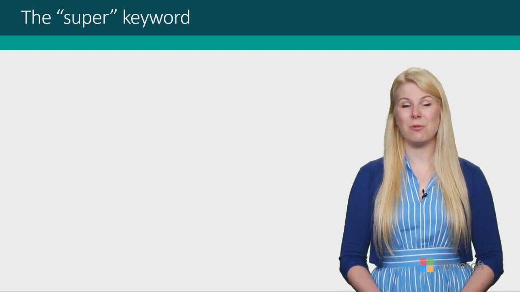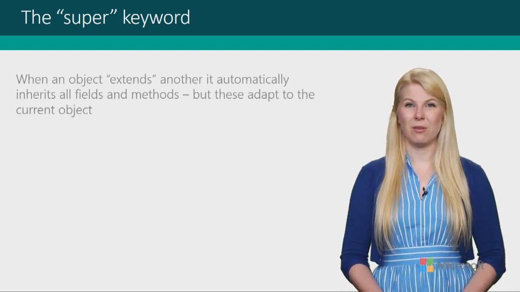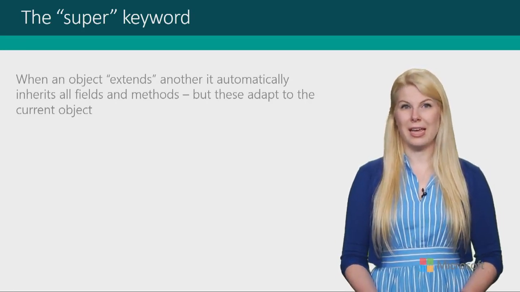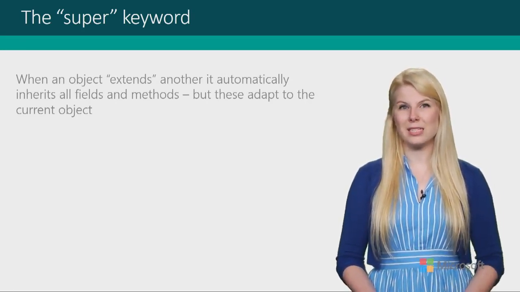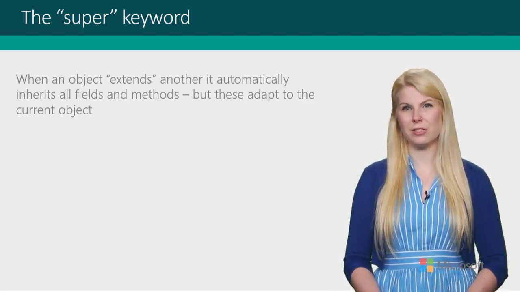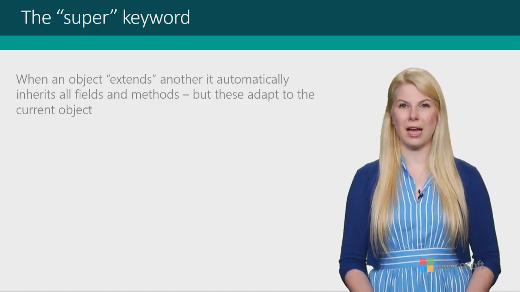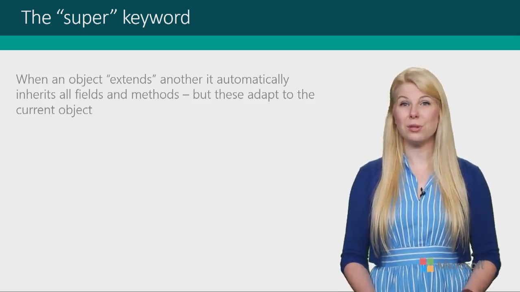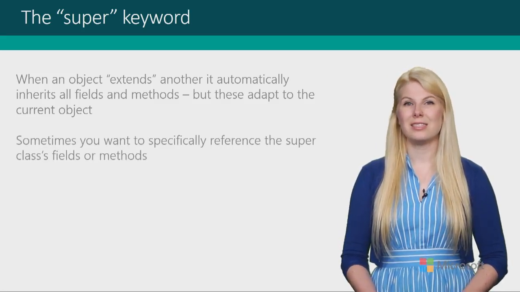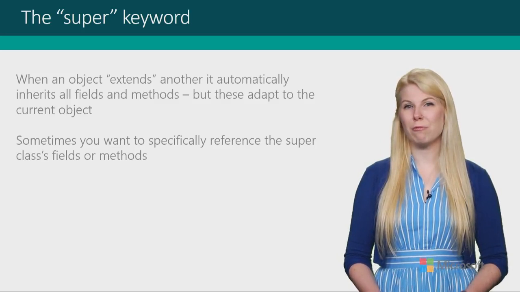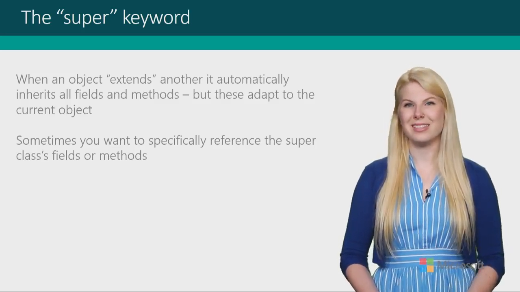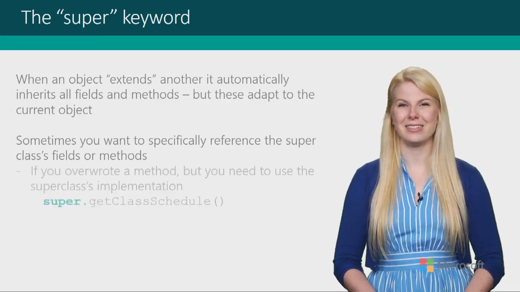So why is this keyword super important? Well, we know that our subclasses or our children, when they extend a superclass, they inherit all the fields and methods. But when you inherit different behaviors, they sort of adapt to whatever class they're in. So sometimes you can lose functionality when this inheritance happens. Sometimes you want to specifically reference whatever was happening in your superclass before you altered it. This is where the super keyword comes in.